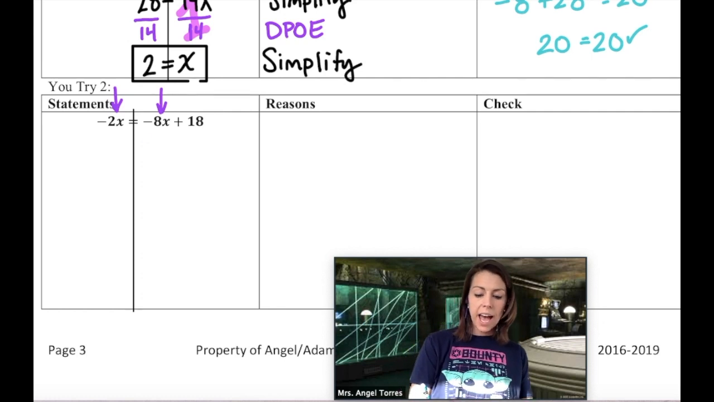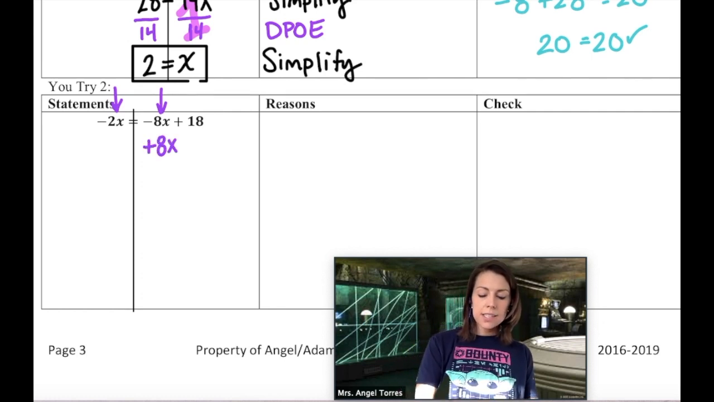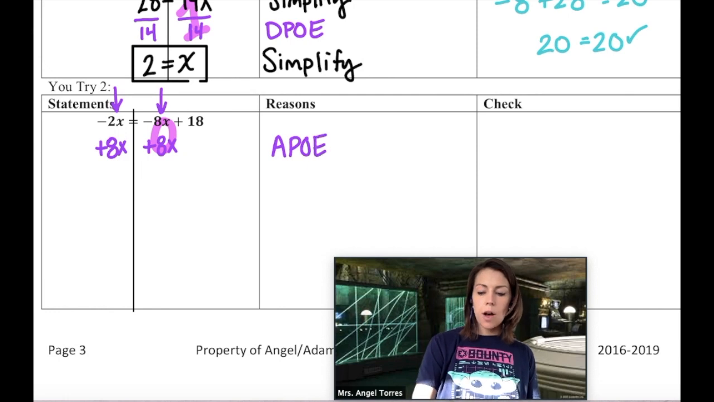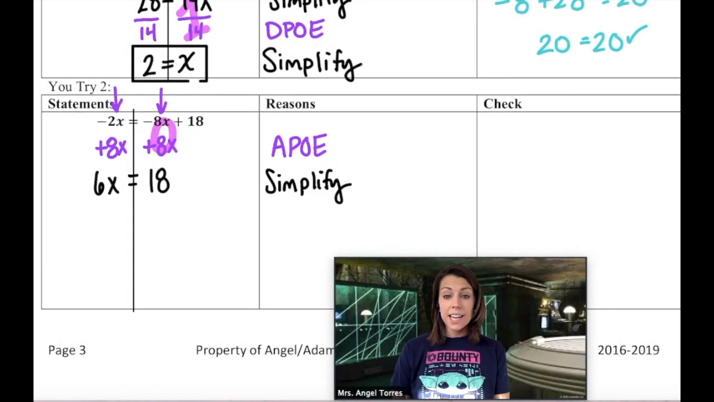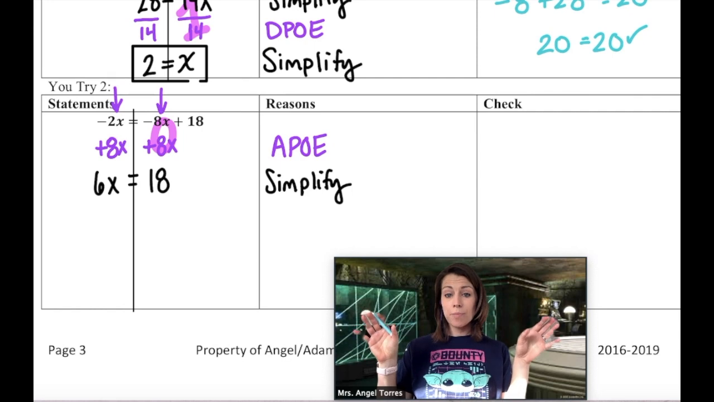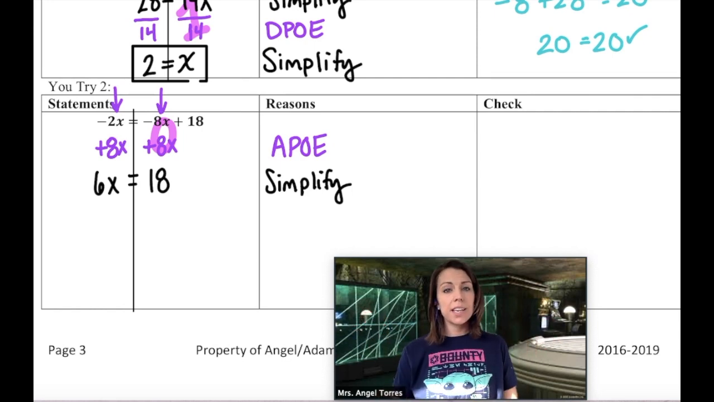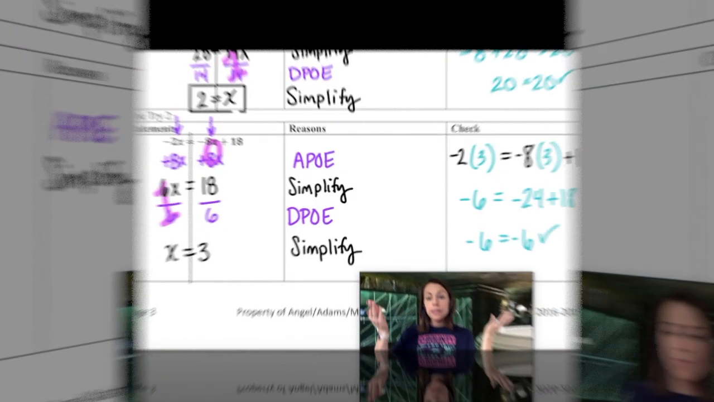How do I do that? By adding. Add 8x's to negative 8x's, and that creates a 0 term. Add 8x to the other side using your addition property of equality, and now we can simplify. Did we just get it down to a single term and a single term? Yes, we did, which means you can continue from here. Let's see how you did.